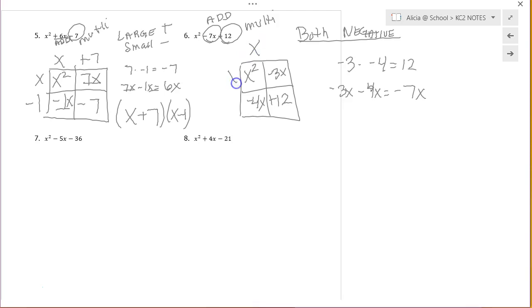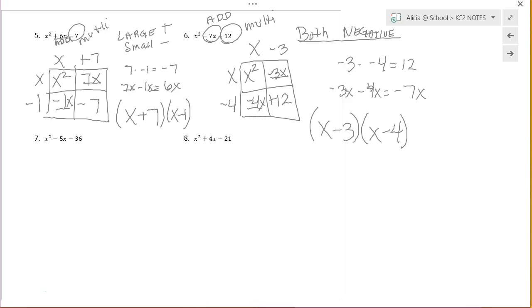So x times x gives me x squared, x times a negative 3 gives me negative 3x, x times a negative 4 gives me negative 4x. Negative 4 times a negative 3 is a positive 12. So our binomials, x minus 3 times x minus 4, those are our factors for that quadratic.